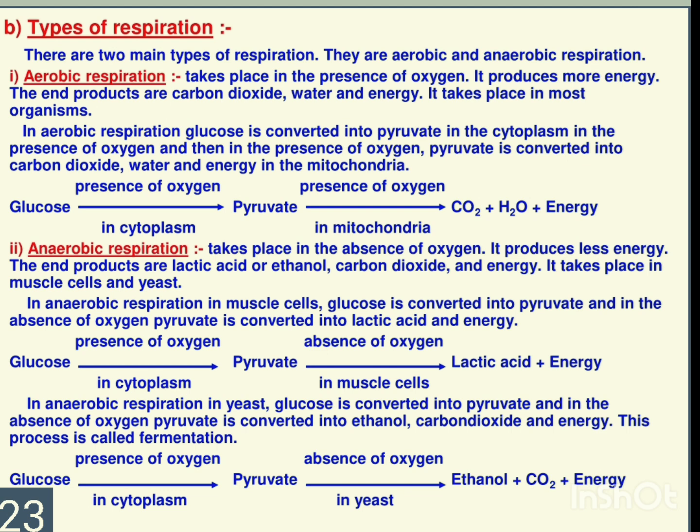And again the second step: what is happening in aerobic respiration is in the presence of oxygen in mitochondria, and in anaerobic respiration, pyruvate is converted in the absence of oxygen in muscle cells. And what is formed here? Lactic acid is formed with the liberation of energy.